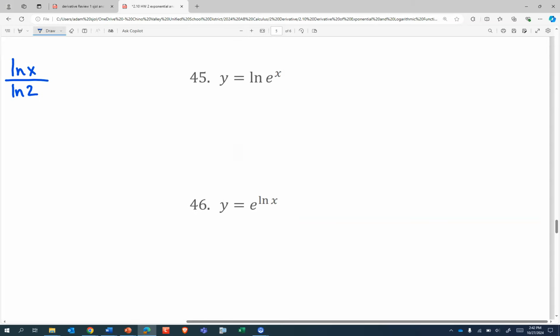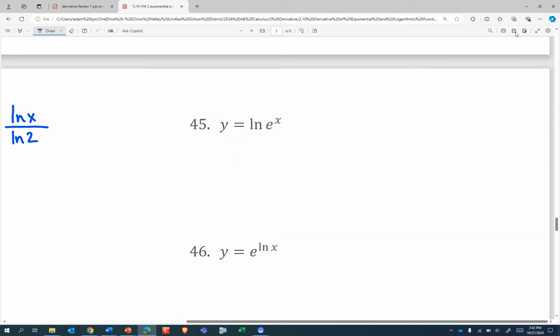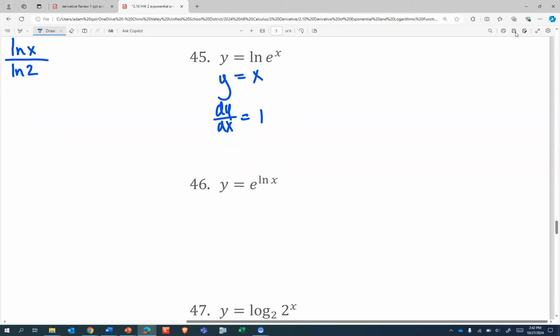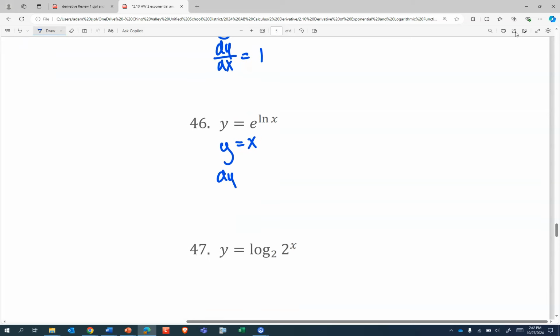All right, natural log of e to the x, that's actually pretty easy. That's just 1. The derivative is 1, sorry. y is equal to x, and then dy dx is 1. Don't forget natural log and e are inverses. So in this direction, natural log and e to a power are inverses. So we get 1 here.